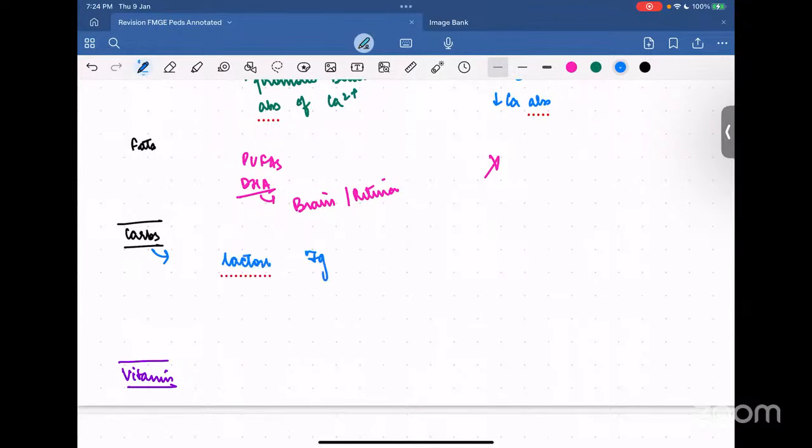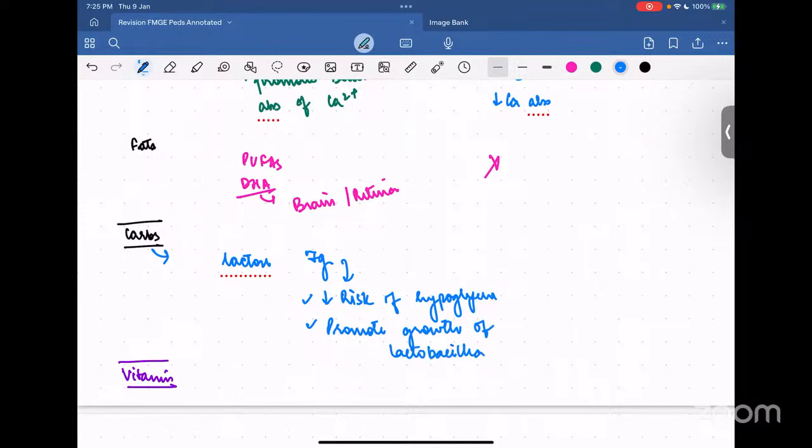It is 7 grams, a very high amount of lactose, right? What is the advantage of this high sugar concentration? It decreases the risk of hypoglycemia. And also this lactose sugar promotes the growth of lactobacilli, that is the good bacteria, which in turn helps in better absorption of calcium and other nutrients, right? Here it is 4 grams, lesser, right?